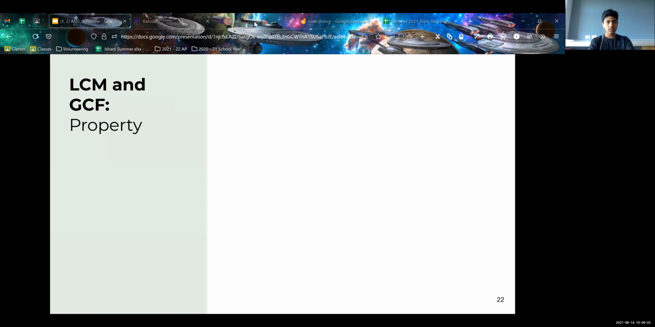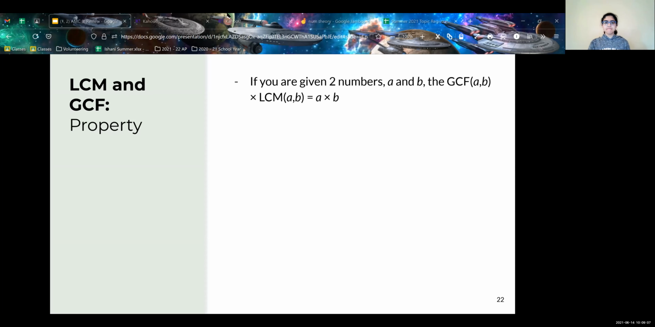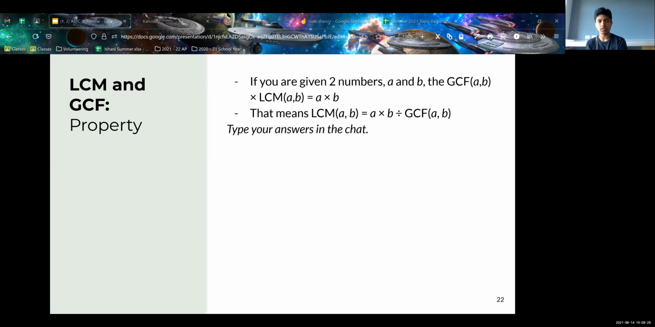All right, so now we're going to work on properties of LCM and GCF. If you have two numbers, A and B, the GCF times the LCM of A and B is going to equal A times B, and this is very useful. This is just that written in another form: the LCM of A and B is equal to A times B divided by the GCF of A and B. This is useful because if you already have the GCF of two numbers, you can solve for the LCM without actually having to write out the prime factorization and doing all of that stuff.